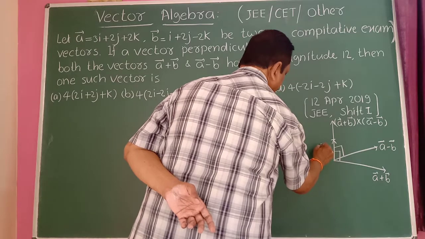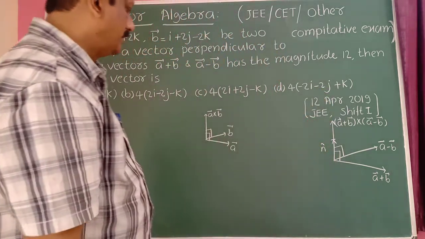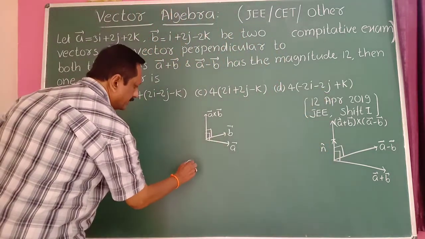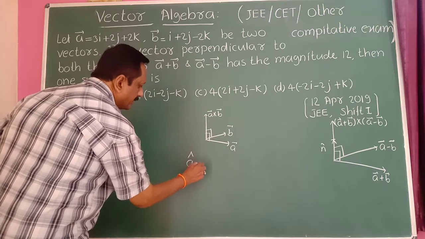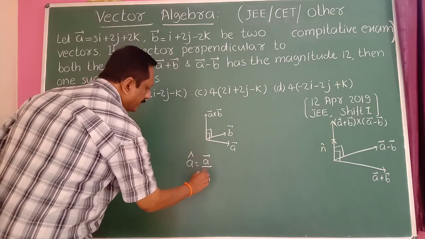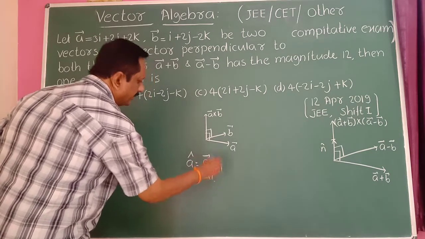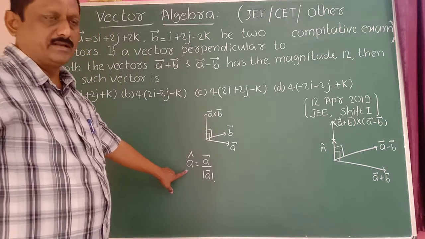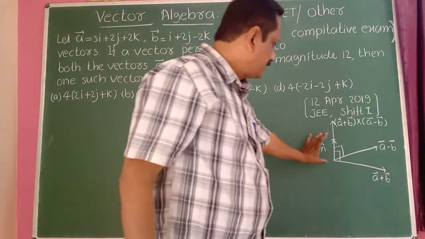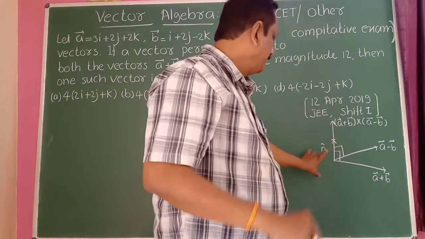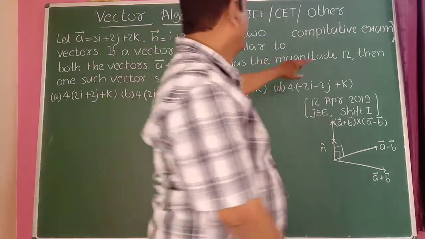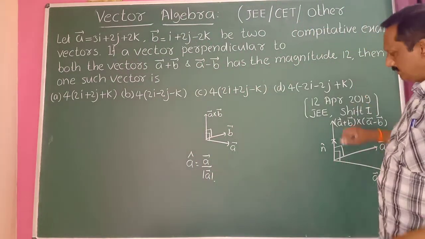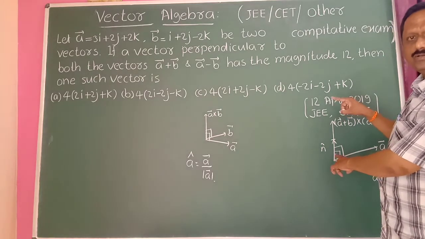n cap. n cap is the unit vector. You know that if a bar is the vector here, then its unit vector is given by a bar divided by modulus of a bar here. So this is a unit vector here. Find this unit vector here. Then after that multiply 12 here. After that multiply 12, you will get a vector of magnitude 12 units here.